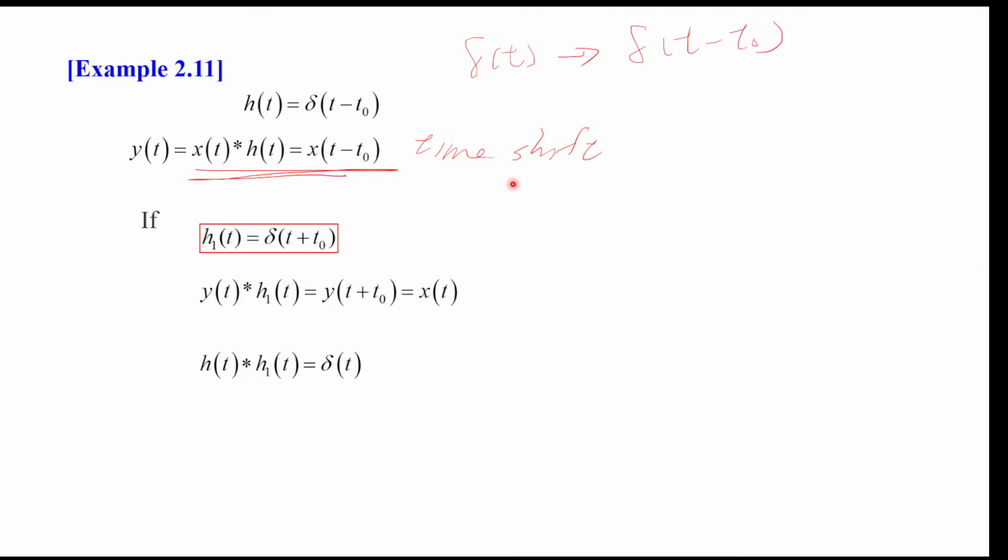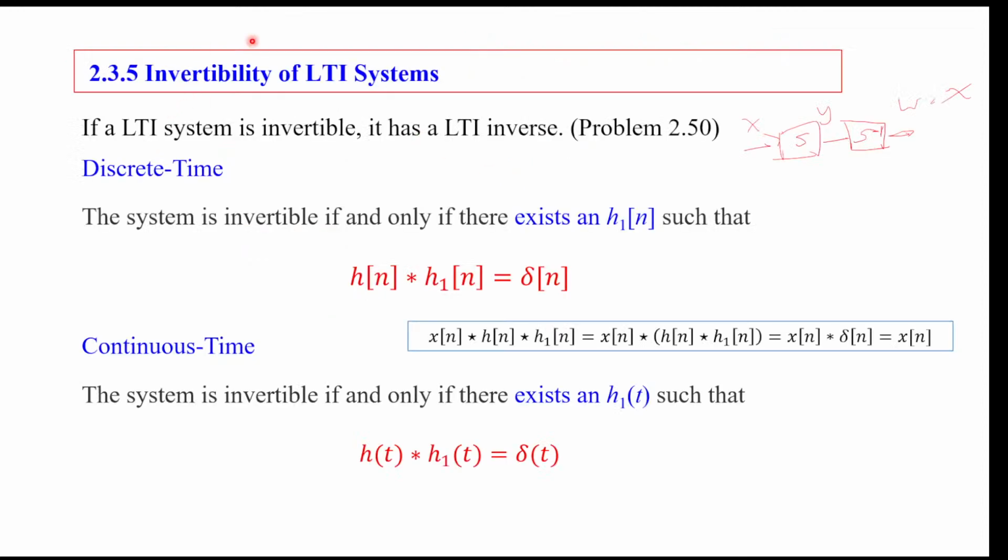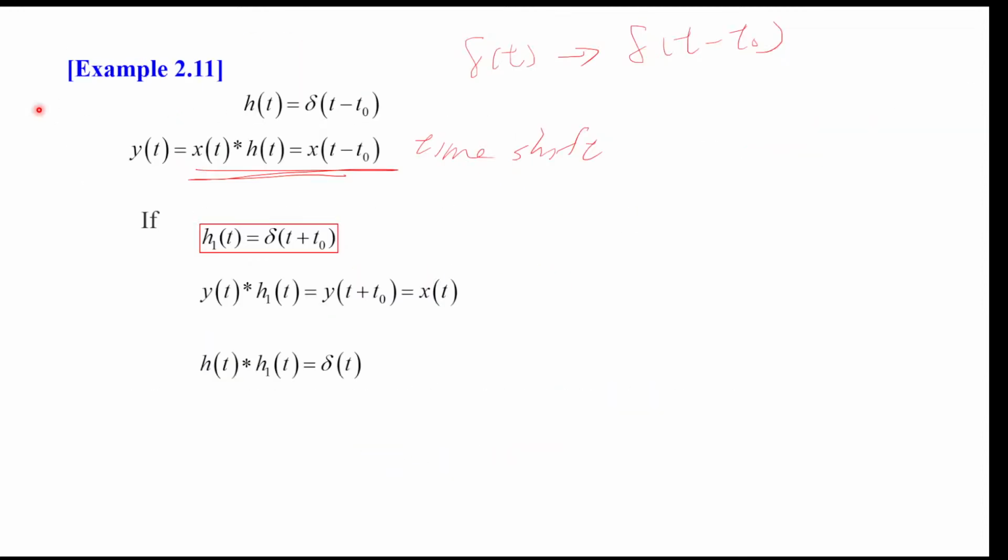And back to our problem. We want to see the invertibility of LTI systems, and we want to find the inverse of this system, also the inverse of this response. The inverse of this response will be just delta of t plus t0. So just a time shift in the opposite direction. I think that's very obvious.